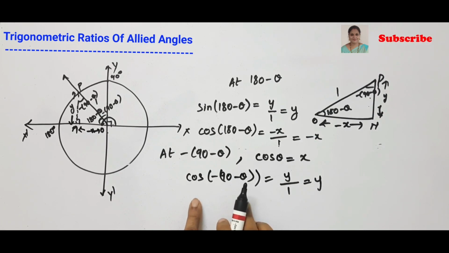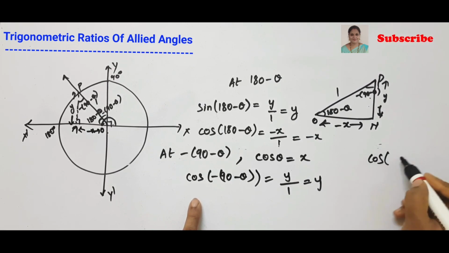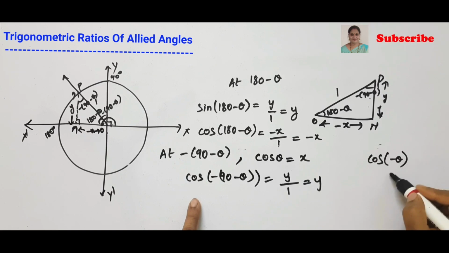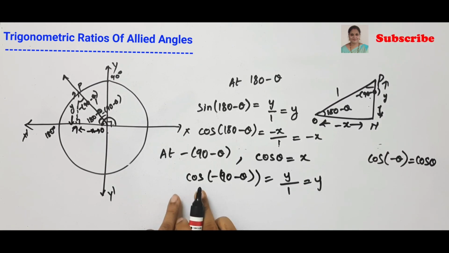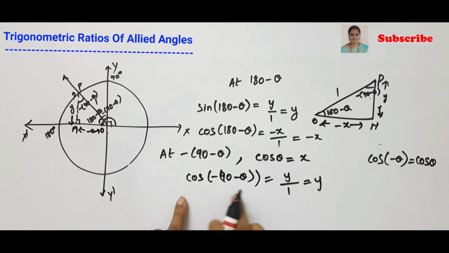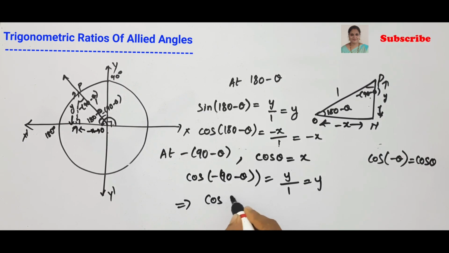Just now we have done, is it not? Cos of minus theta is equal to cos theta. Just now we have calculated, is it not? So here cos of minus of this whole angle, if you take this whole angle as theta, this becomes cos theta. So this is nothing but cos 90 minus theta equal to y.